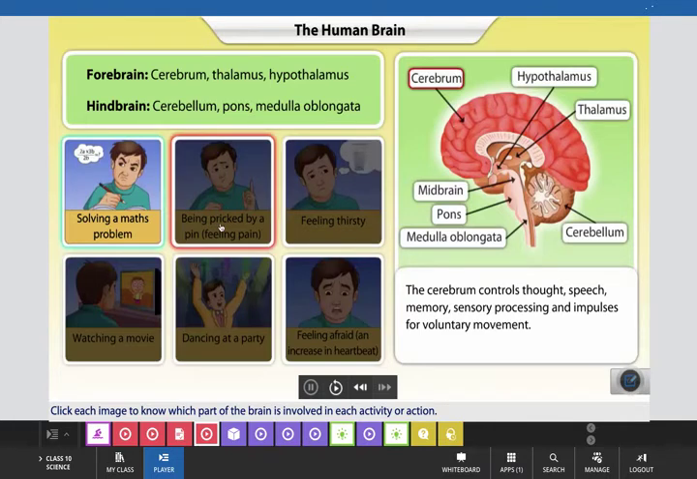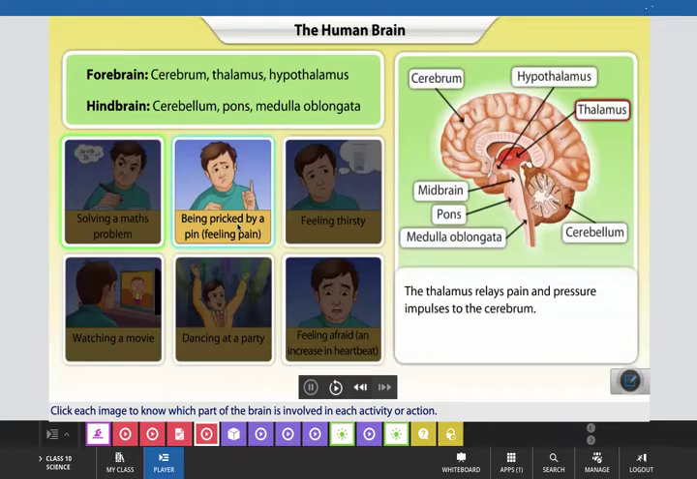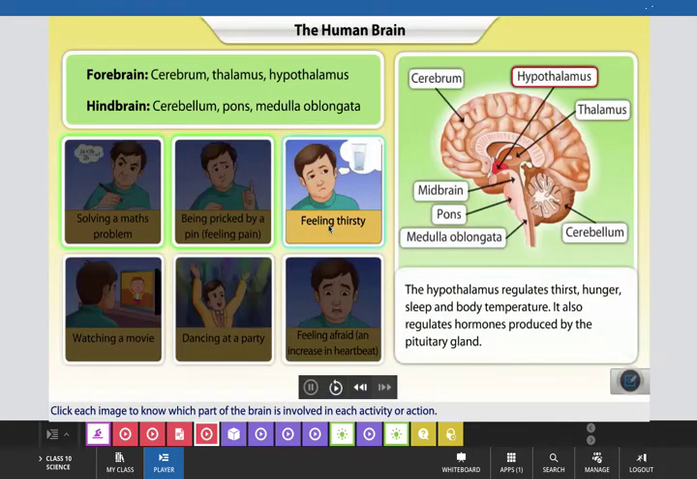Now come to another action, being pricked by a pin or feeling pain. In this action, which part of our brain is involved? Vijay's thalamus receives pain impulses and conveys this information to other parts of the body. Now try to understand in which part of our brain we feel thirst. Vijay's hypothalamus regulates his thirst, hunger, sleep, and body temperature. It also regulates hormones produced by the pituitary gland.